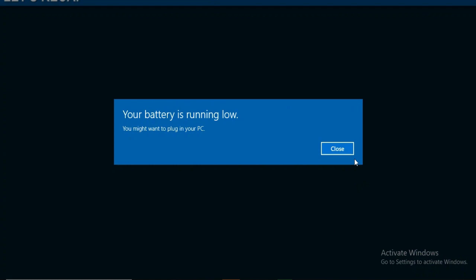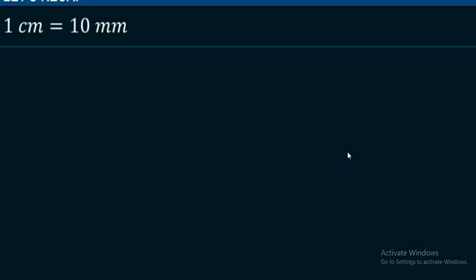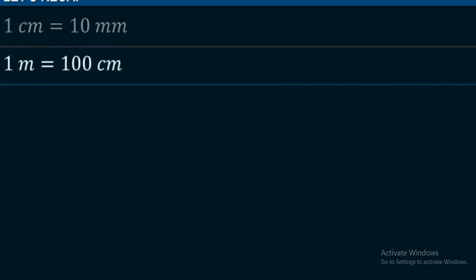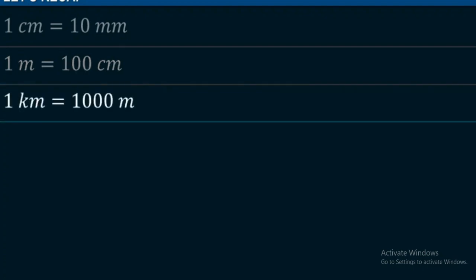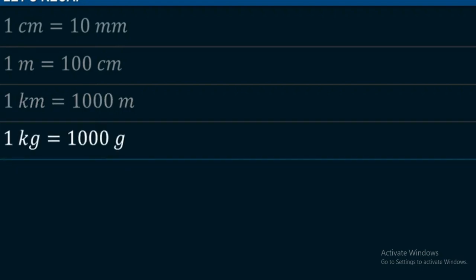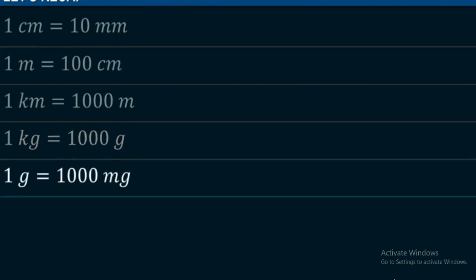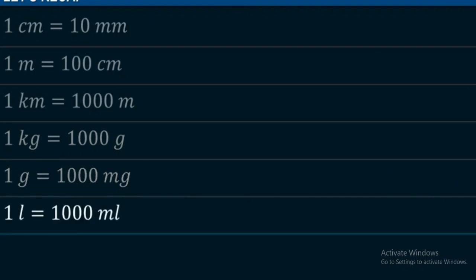In this module, you learnt that 1 centimeter is equal to 10 millimeters. 1 meter is equal to 100 centimeters. 1 kilometer is equal to 1000 meters. 1 kilogram is equal to 1000 grams. 1 gram is equal to 1000 milligrams. 1 liter is equal to 1000 milliliters.